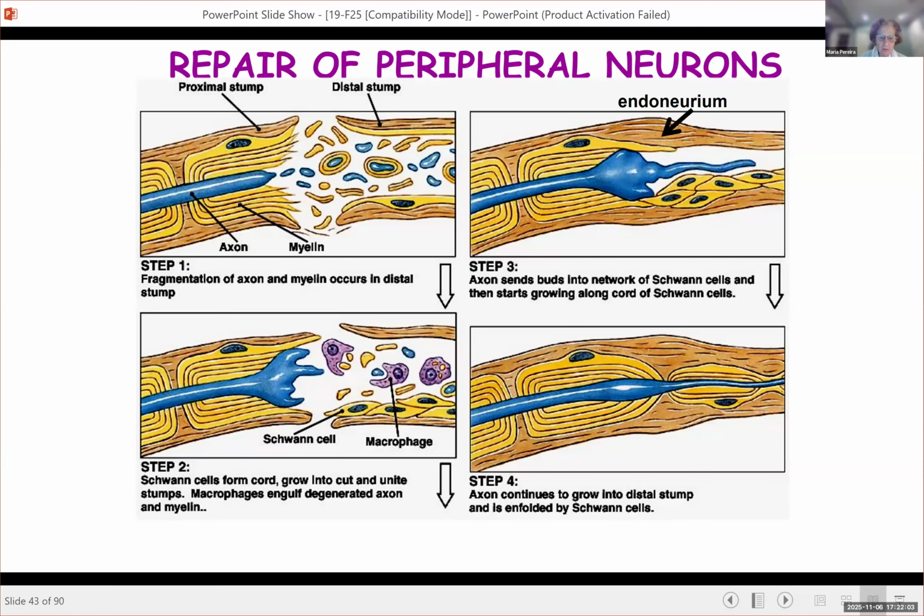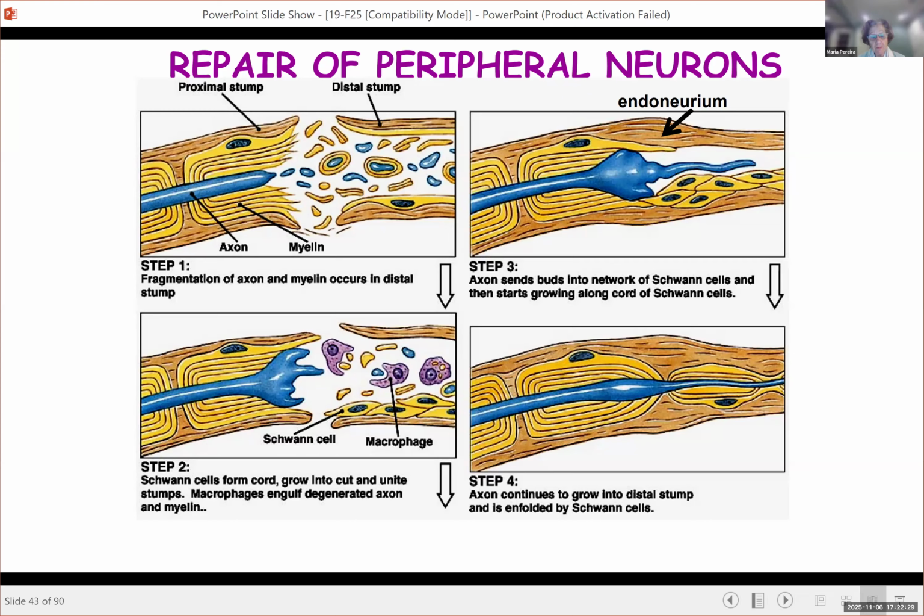So first of all, what arrives at the site of injury? The macrophages, the white blood cells, to clear up the debris. Remember, here we are at the periphery. There's no microglia at the periphery. So at the periphery, what clears up the debris are the macrophages. And then you see the axon terminals start to be repaired, to grow.